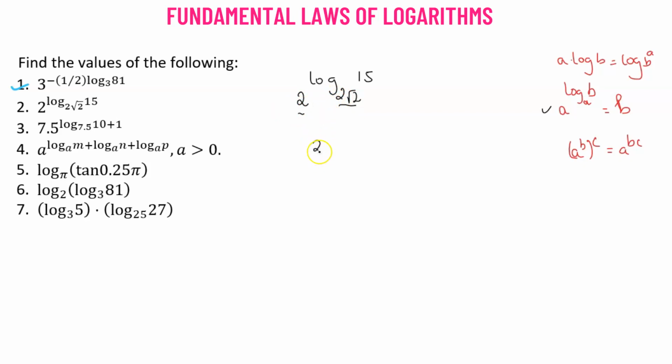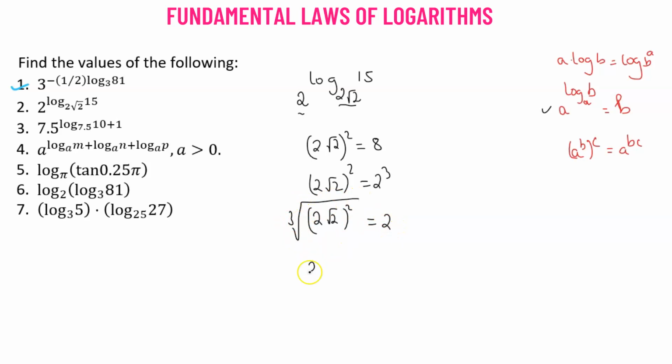But we know that if we square 2 times square root of 2, this value is equal to 8. Now what's 8? 8 is 2 cubed. So that means 2 times square root of 2, whole squared, is equal to 2 cubed. Now we'll take the cube root on both sides. That gives us 2 times square root of 2 to the power of 2 thirds equals 2. So in place of 2, we can write 2 times square root of 2 raised to the power of 2 thirds. So we'll replace this 2 with this value.